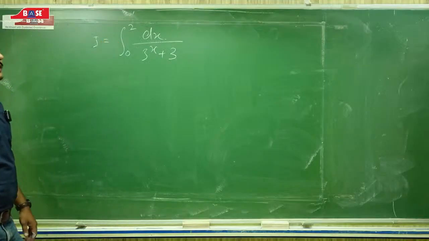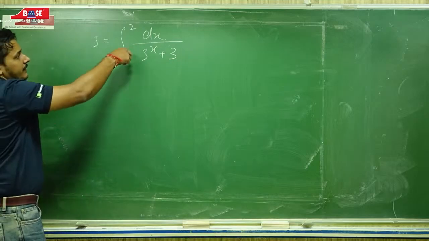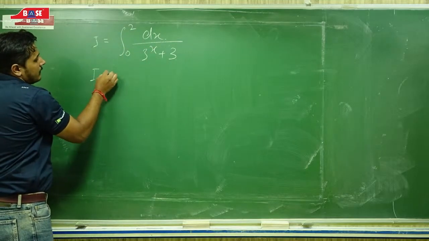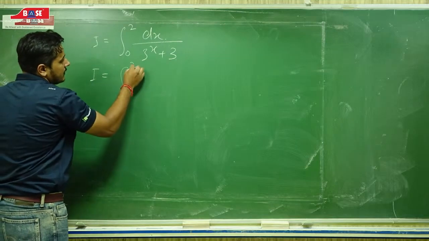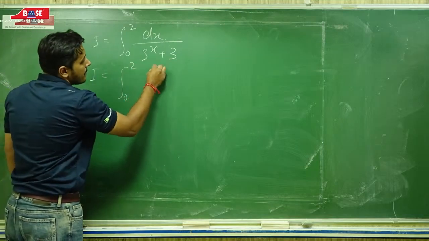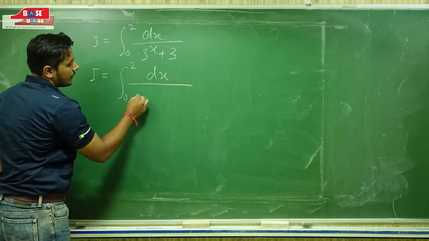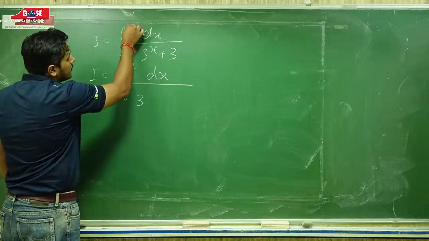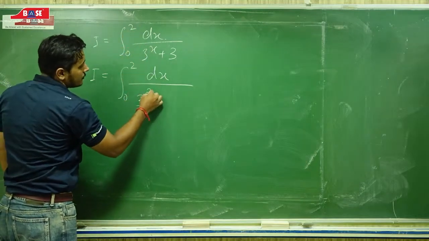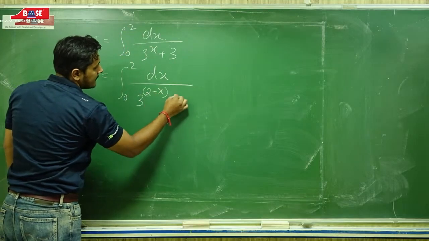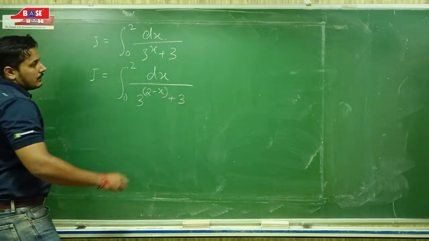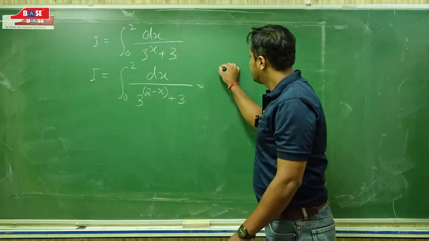So if we use King's rule, what is King's rule? In place of x, substitute upper limit plus lower limit minus x. That will not change the integral value. So 0 to 2 dx upon 3 to the power, now what will you write over here? 2 plus 0 minus x, that is 2 minus x, plus 3. Let us simplify this a little more.